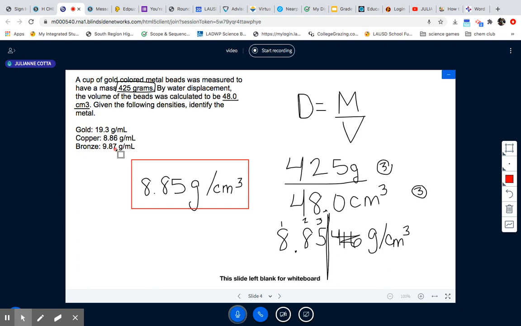And then if I look at the next one, bronze is 9.87. Well, this isn't anywhere near bronze. It's about 1 gram per centimeter cubed less than bronze. So this must be copper. So the metal that I was calculating for is copper. It is not gold. It is not bronze, because the density of the copper matches with what I found in my data.